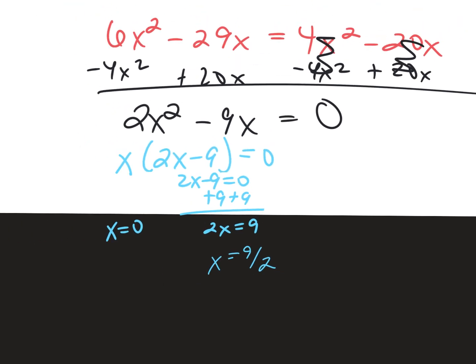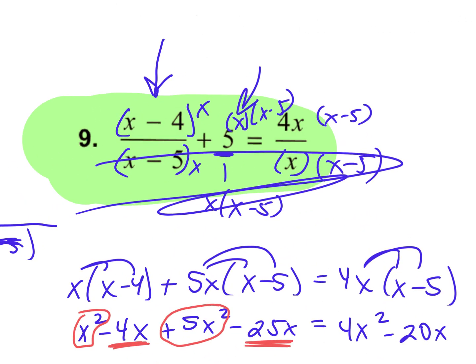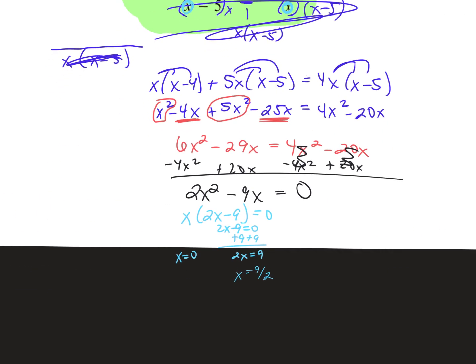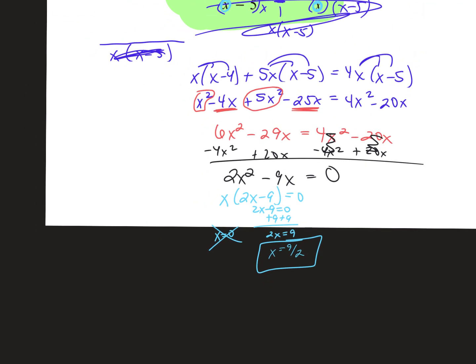I have to go way back to the beginning and make sure my denominator does not become 0. So if I plug a 0 in here, 0 minus 5, negative 5, that's fine. What happens when I plug 0 there? My denominator is 0. So is this a valid answer? No. When I plug 9 over 2 in, it does not become 0 in either case, so you're good. But you have to check, guys. You have to.